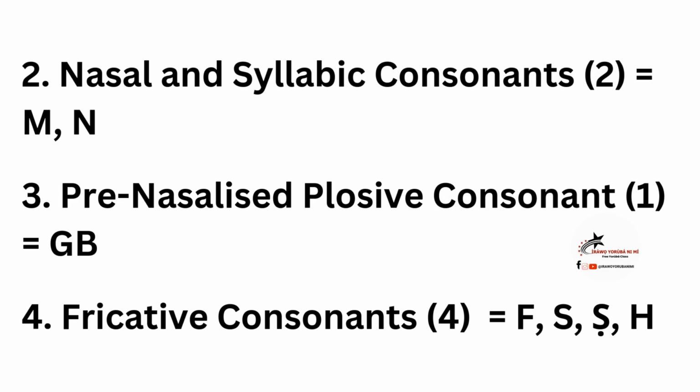Number four, fricative consonants. These are four in number. They are fi, si, shi, he. These are produced with a partial obstruction of airflow, which creates friction. Once again, fi, si, she, he. Did you notice the friction?